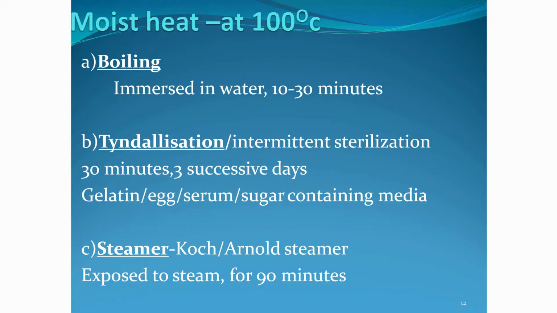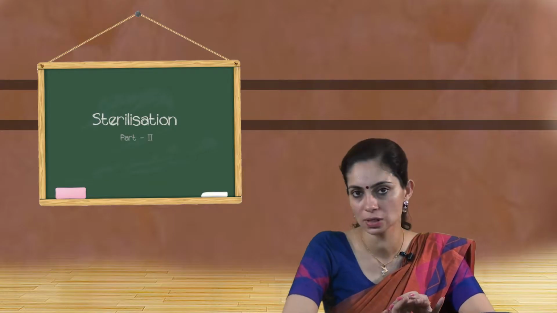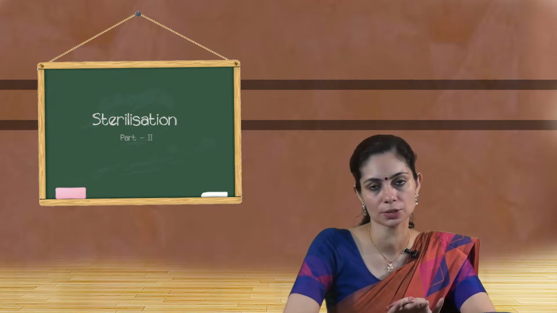First method, boiling. Here articles are immersed in water for 10 to 30 minutes. When the articles are immersed in boiling water for 10 to 30 minutes, the organism cannot survive at that temperature. Therefore, it is a method of sterilization. It has its own limitations.